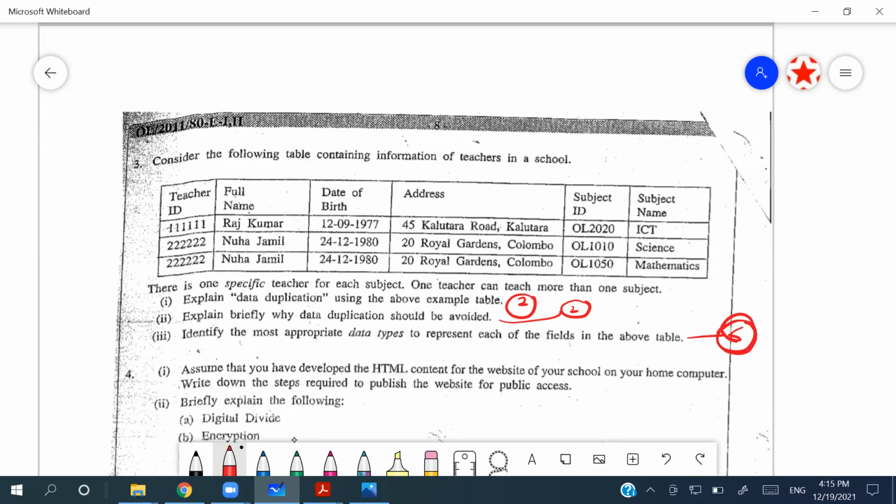Okay. Who did this and who got 10 out of 10? Right. Okay. Yes, Saran. Yes, integer can also be taken.